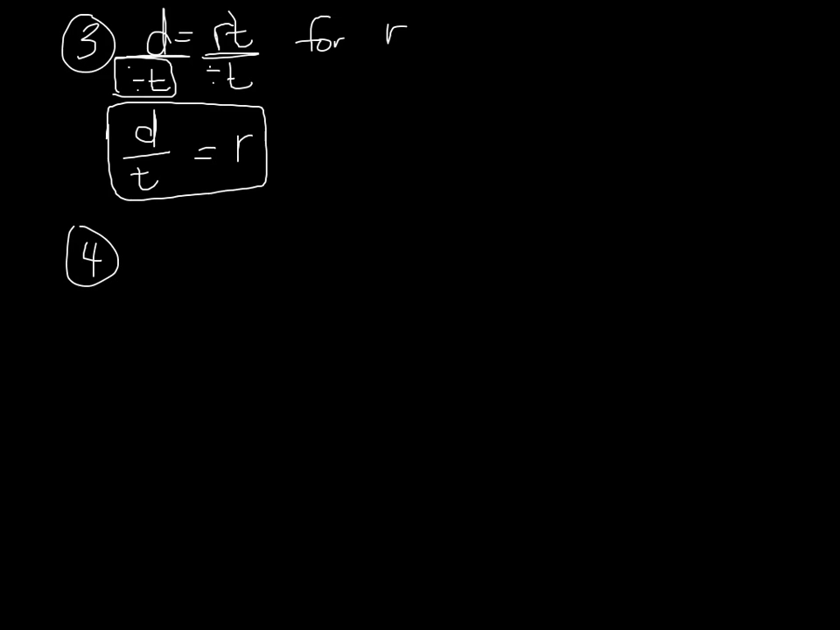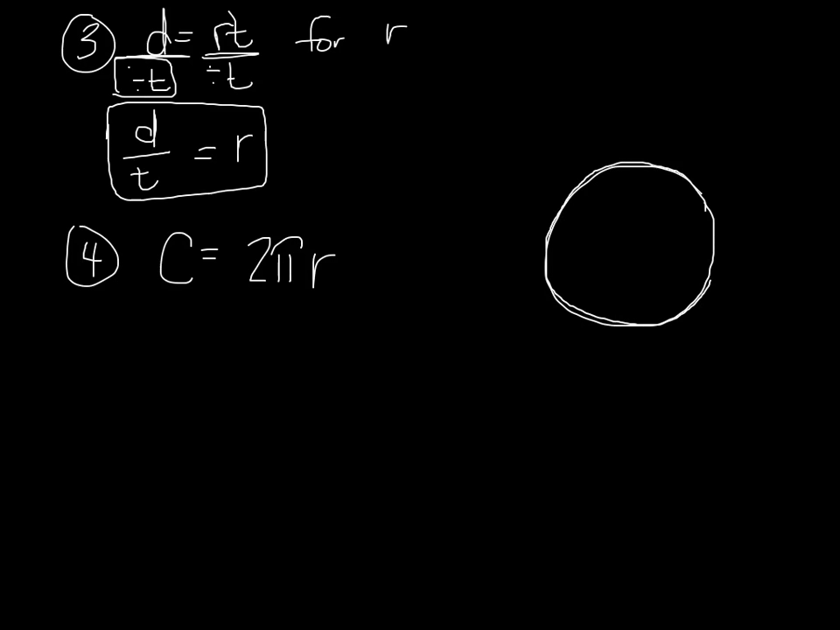All right, number 4 says C, or circumference. We're talking circles here now, you guys. Ooh, I skipped ahead, sorry. Circumference equals 2 pi r. So when we're talking circumference, we're saying what's the distance. It's kind of like perimeter for circles. How far around is my circle?